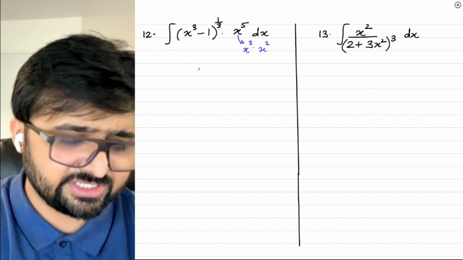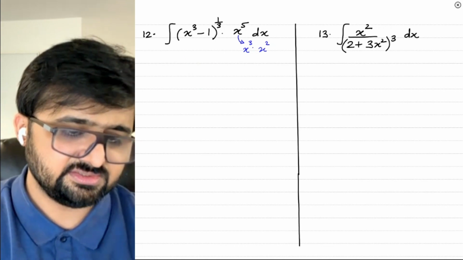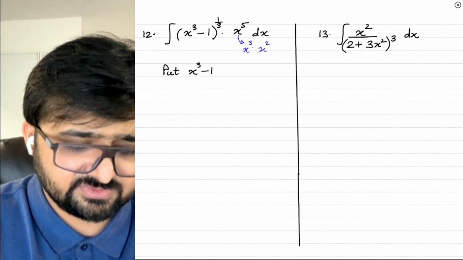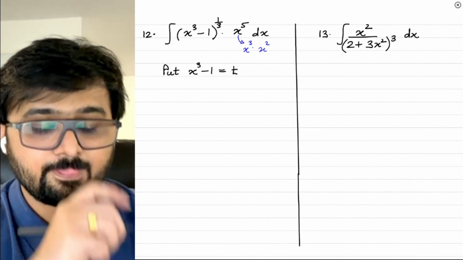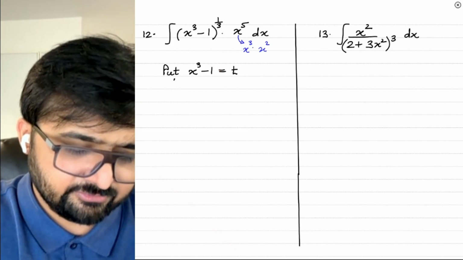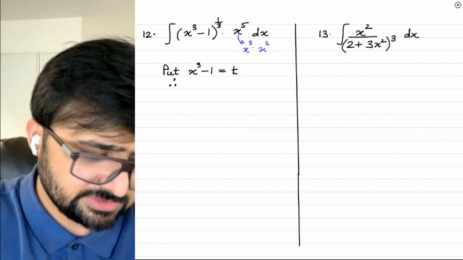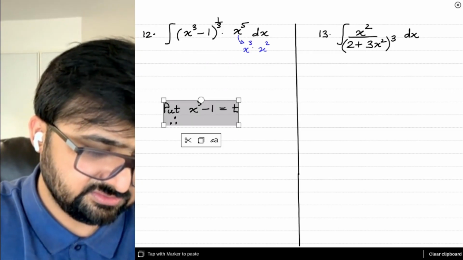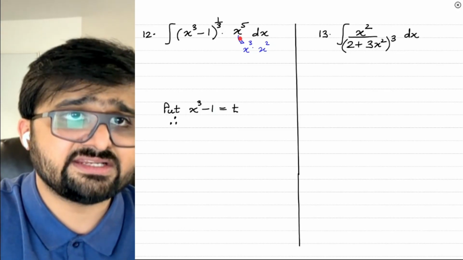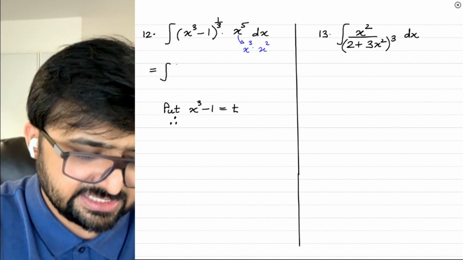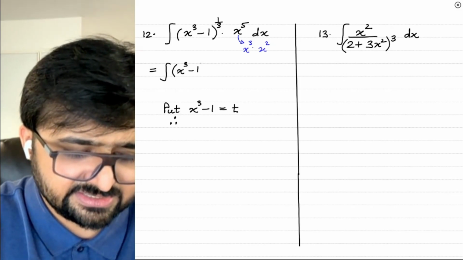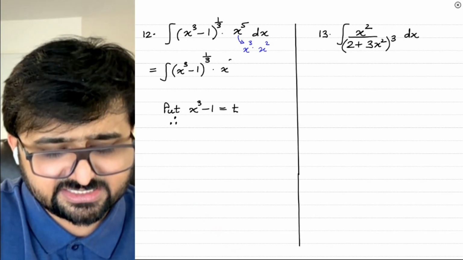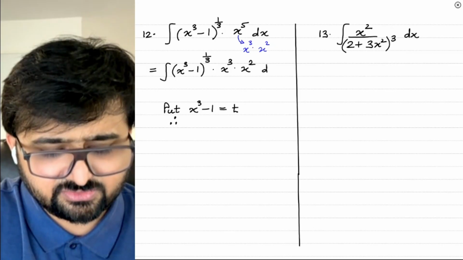So we can get started by putting this x cube minus 1 as t. Put x cube minus 1 is equal to t. Actually, before putting x cube minus 1 as t, let's move this a little bit down. Before putting that, we can just write this x to the power 5. So this integral can be written as x to the power 3 minus 1 to the power 1 by 3, and that x to the power 5 can be just written as x to the power 3 and x to the power 2 dx.